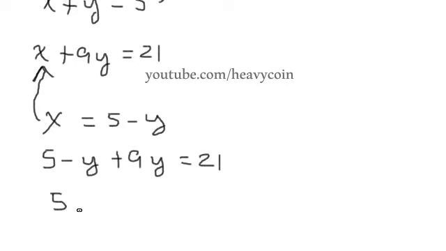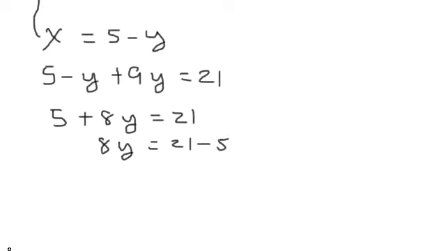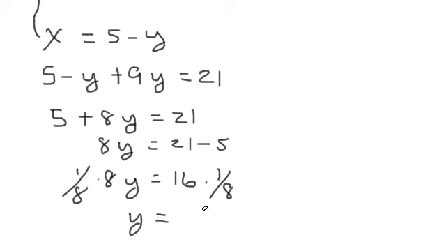So I'm going to have 5 plus 8y after simplifying that down, and then we'll go ahead and take this 5 to the other side, and so we have 21 minus 5. And of course we have 16. So now we're just going to multiply both sides by 1 over 8, so we can get a coefficient of 1 in front of that y. And so 8 goes into 16 two times.